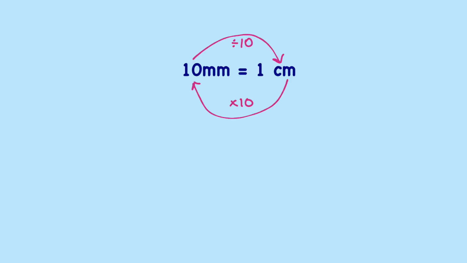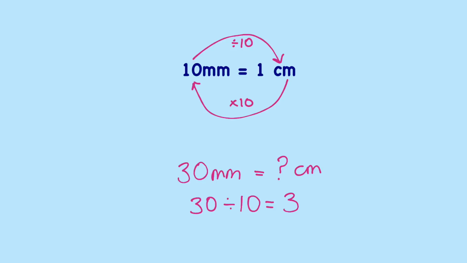What about if I measured, let's say, a paperclip, and the paperclip measured 30 millimetres, and I wanted to know what that would be in centimetres? I wanted to convert my measurement. Well, let's check. If we're going from millimetres to centimetres, we need to divide by 10 because there are 10 millimetres in a centimetre. So I need to do 30 divided by 10, which is 3, so I know that 30 millimetres is 3 centimetres.